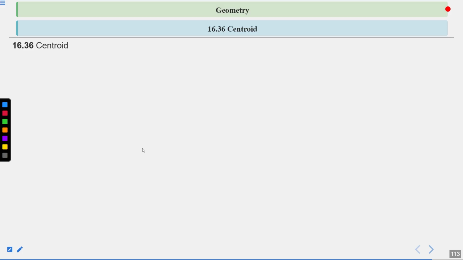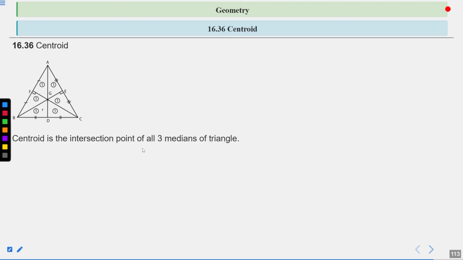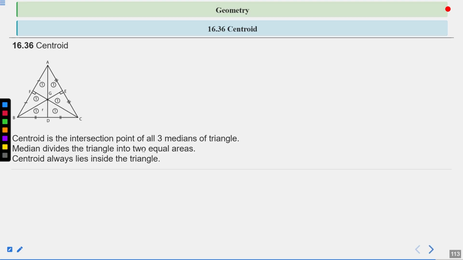Centroid. So this is the centroid of the triangle, where all medians meet, called the centroid. We draw the medians of the triangle, and the point where all medians meet is called the centroid. The centroid is the intersection point of all three medians of the triangle. So a median divides the triangle into two equal areas. So the centroid always lies inside the triangle.